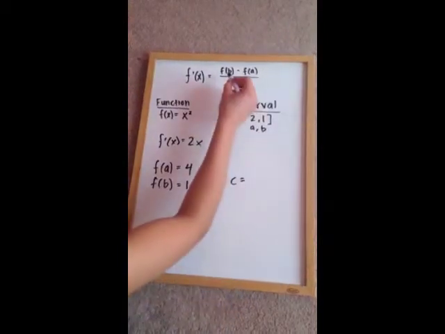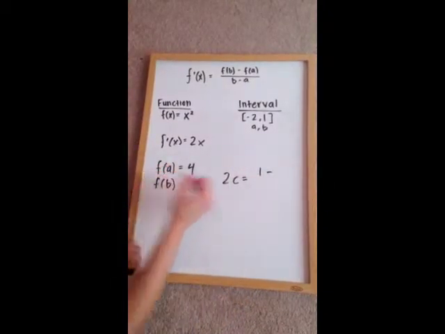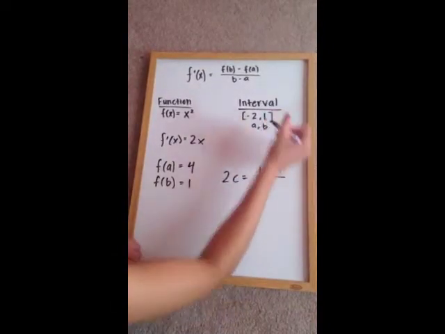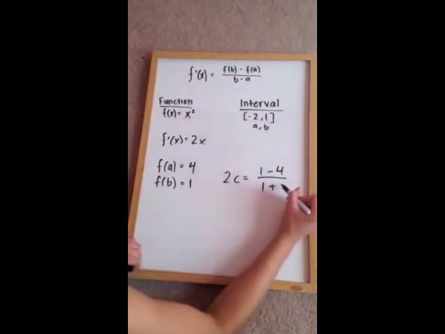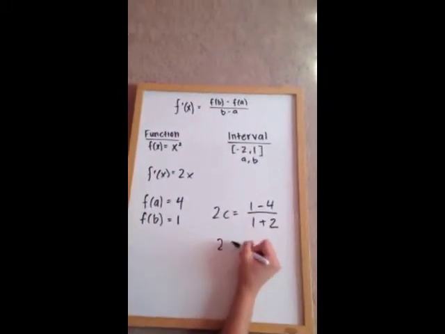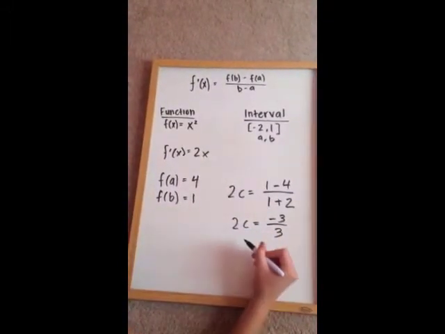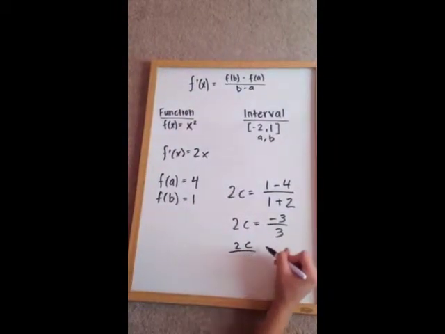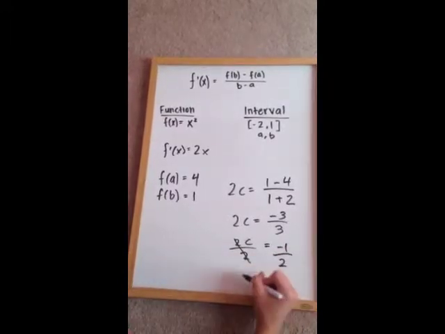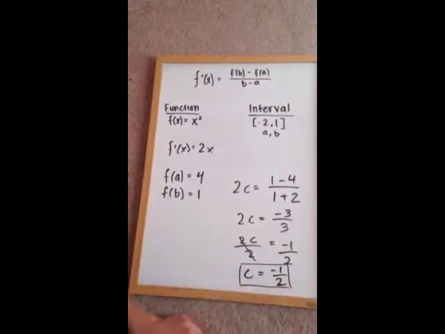And we're going to set it equal to b minus this value, a, over this b minus this a. Then when we reduce, this is going to be -3 over 3. This turns into 2c equal to -1, and then divide by 2. So c equals -1/2. And that's your value for c.